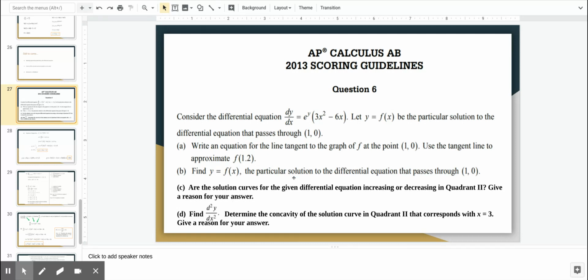And then the last part is similar to part C, where we have to determine the concavity of the solution curves, of the solution curve, excuse me. So this is specifically the solution curve in quadrant 3 that corresponds with x equals 3. Okay. And in fact, this could be solution curves, right? Because there could be multiple solution curves that have an x value of 3, just depending on the y. But we'll see that it's going to work out both ways. So whether this was solution curve or solution curves that corresponds with x equals 3, we'll see how we can get a reason for our answer.